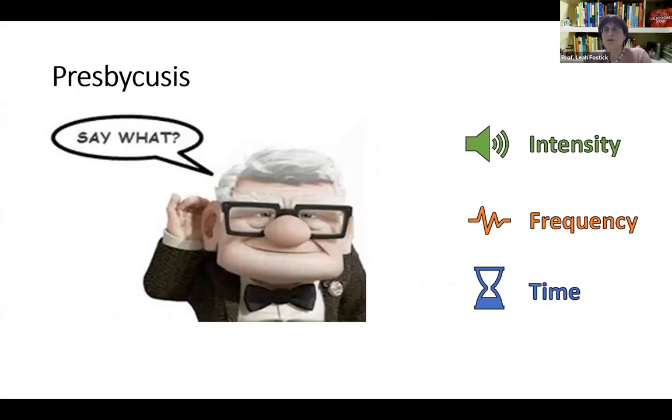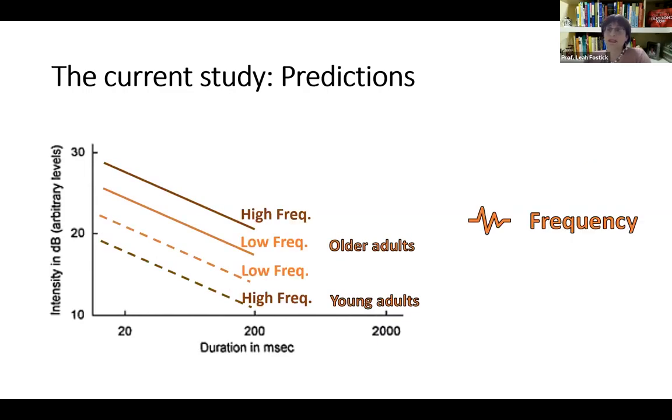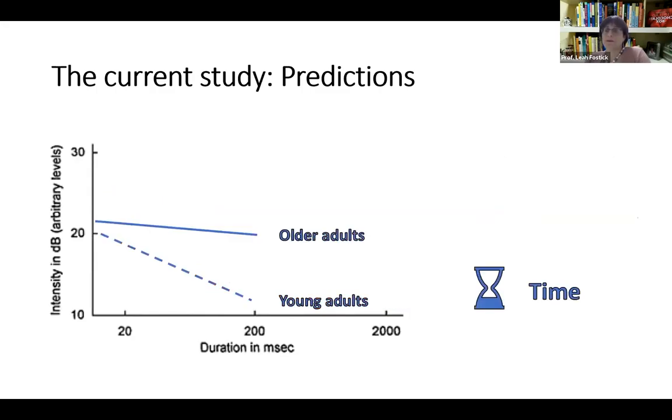So in the present study, we aim to compare older and young adults on temporal summation, focusing on the effect of intensity, frequency, and time. In terms of intensity, we predicted that older adults would have higher detection thresholds than young adults and would require higher intensity in order to hear the sounds. In terms of frequency, we predicted that for young adults, detection threshold will be lower for higher frequency, but older adults will have higher detection thresholds for higher frequency. In terms of time, we predicted that the older adults' slope will be milder. If aging adults have difficulty in temporal processing, they will not gain from temporal summation, so no improvement in thresholds is expected with stimulus duration.